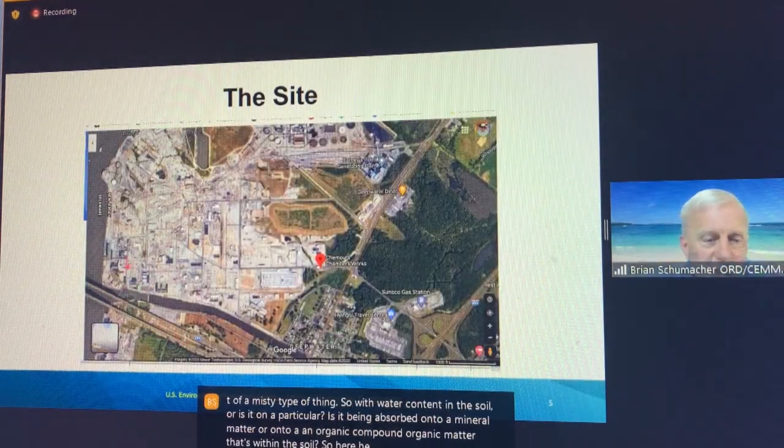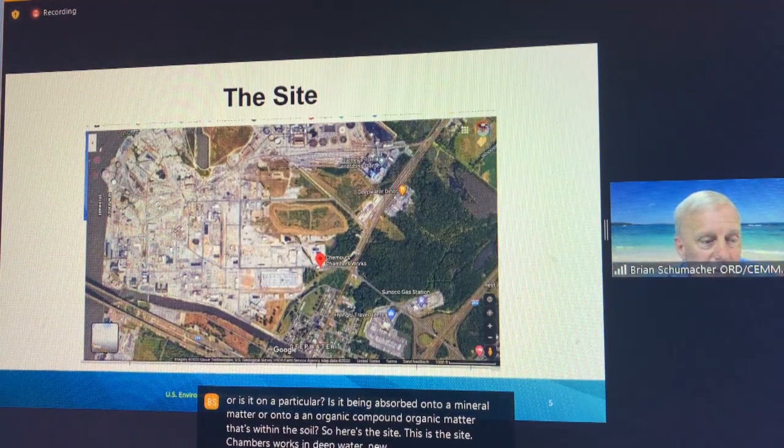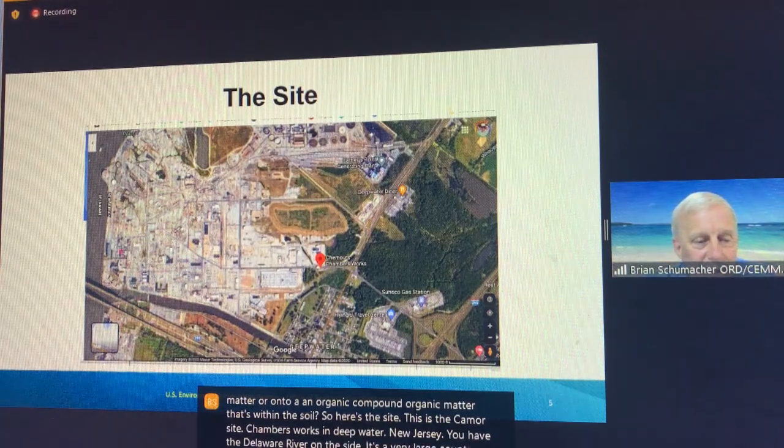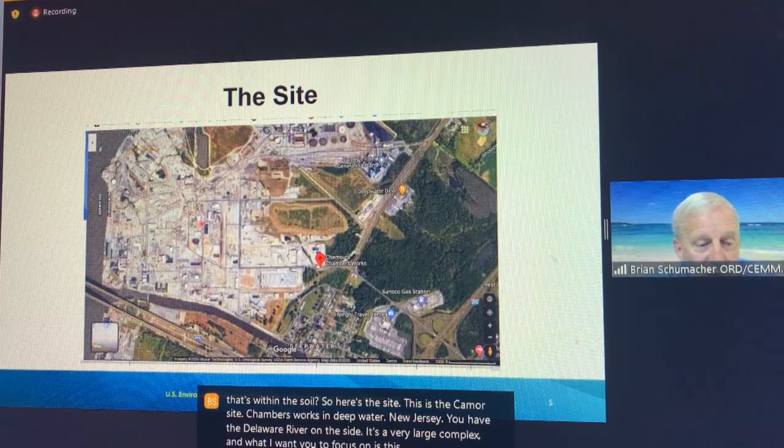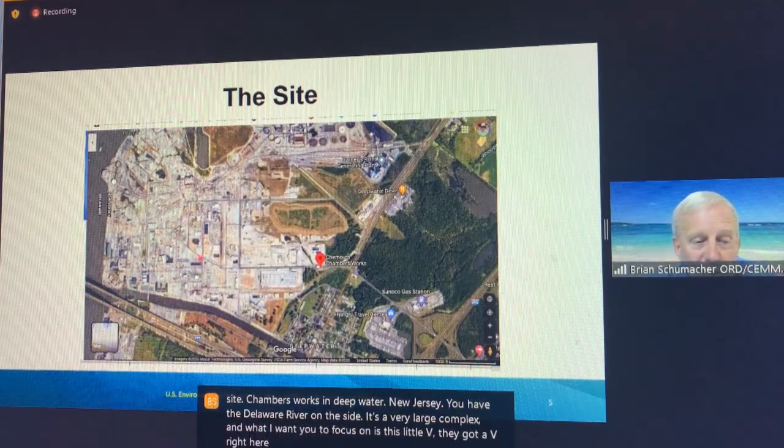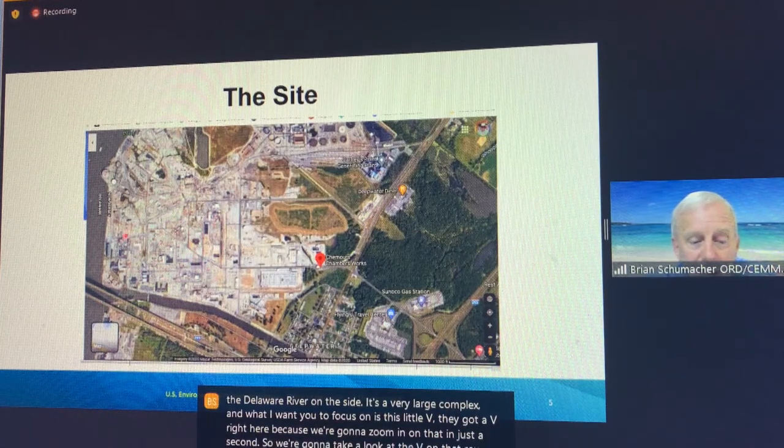So here's the site. This is the Chemours site in Deepwater, New Jersey. You have the Delaware River on the side. It's a very large complex. And what I want you to focus on is this little V. You've got a V right here, because we're going to zoom in on that in just a second. So we're going to take a look at the V on that road and see exactly where we're looking at and what we're dealing with.